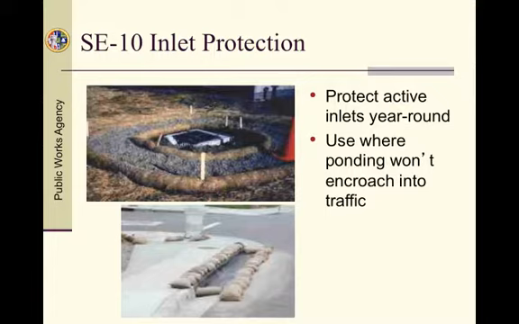Second one is SE-10, which is inlet protection. Again, very standard on many construction sites. These are two good examples of different protection of inlets, different types of inlets. On the top there you have a drop inlet that has various rows of berms using fiber rolls, and it looks like gravel. And on the bottom you have your standard curb inlet for a street, which has the filter fabric laid down as well as sandbags around it.